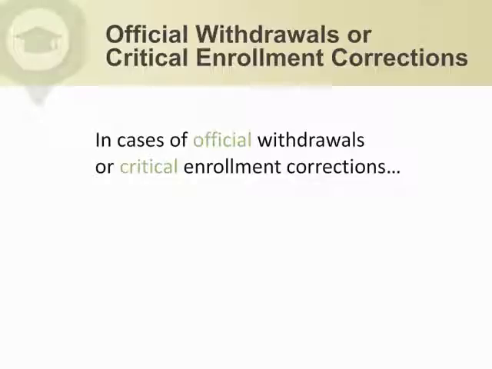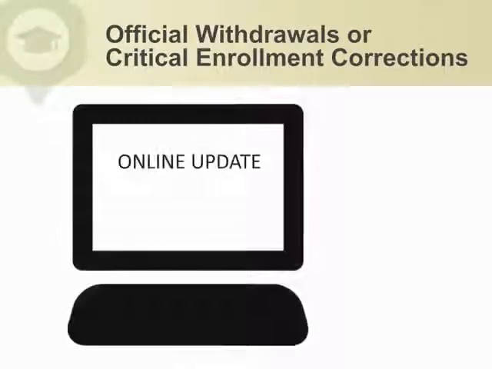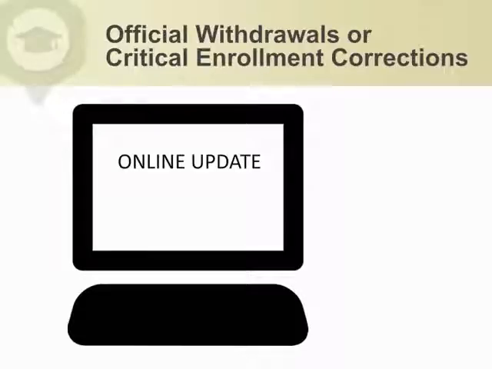In cases of official withdrawals or critical enrollment corrections that can't wait for a regularly scheduled transmission, schools can perform an online update. These updates are performed individually on the Clearinghouse Secure site and are the quickest way for your data at the Clearinghouse to reach the lending community.